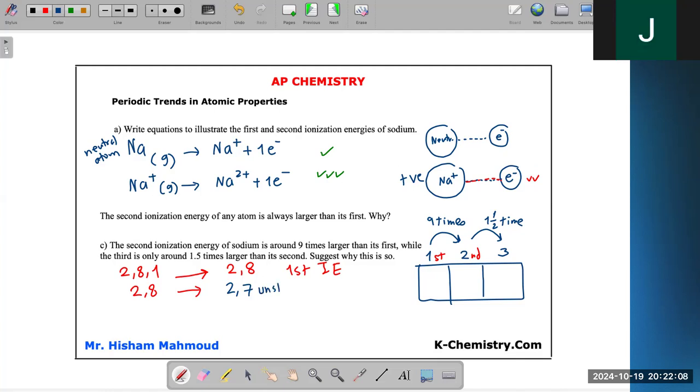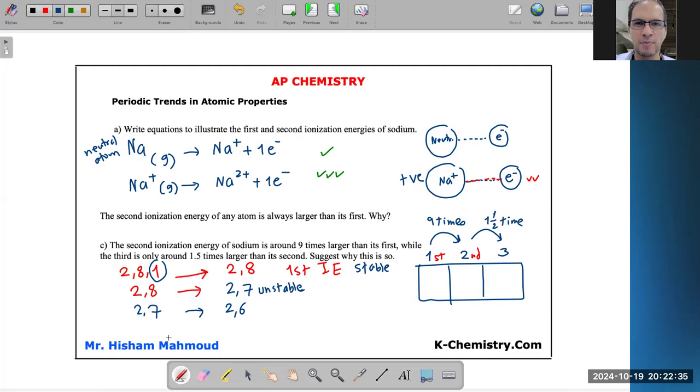Unstable. So the atom prefers that you remove the first electron. It's okay, because when you remove this one, you will become like neon. You will become stable. But if you remove one more electron and become 2, 7, you become unstable. That's why it will resist this change too much, because you are trying to remove an electron and make an unstable atom. What about the third one, when I change from 2, 7 to 2, 6?